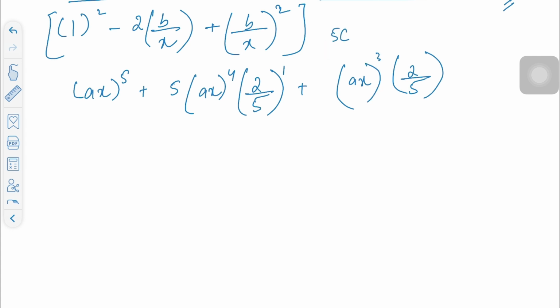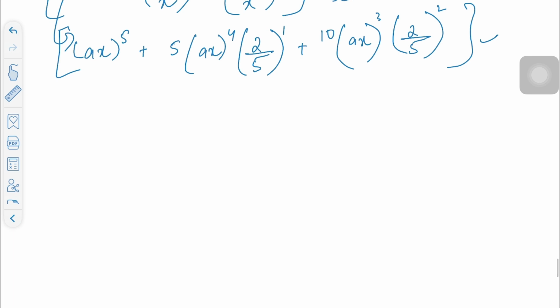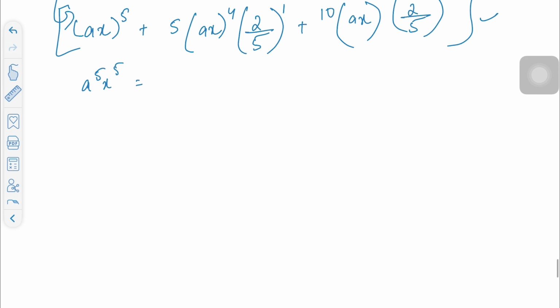This would be 5c2, and 5c2 is basically 10, right? So we have this and this both, right? We have to calculate this first. So this x to the power 5 would be simply 1 multiplied by ax to the power 5. So this would be a to the power 5 x to the power 5 equals 32 x to the power 5. Since we need to compare the coefficients, a to the power 5 equals 32. Anything to the power 5 equals 32 is basically 2. So 2 to the power 5 is 32. We get our a as 2.